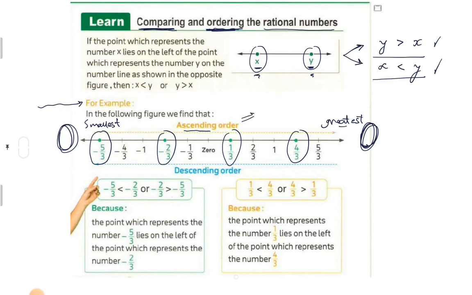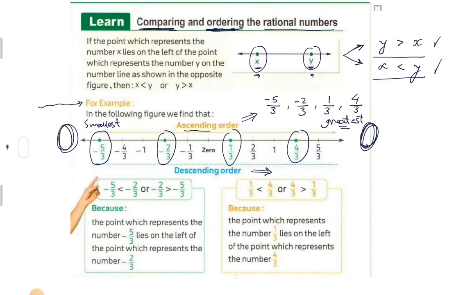Ascending order, from smallest to greatest, will be -5/3, -2/3, 1/3, and finally 4/3.